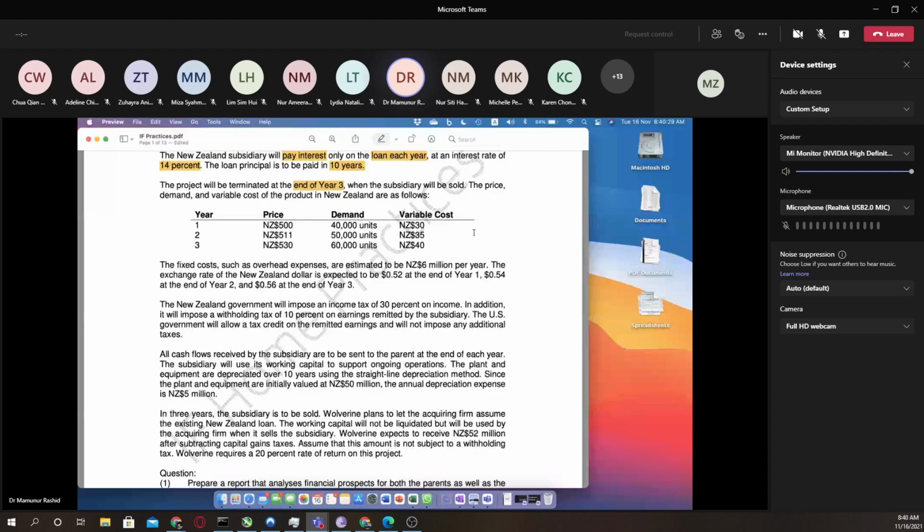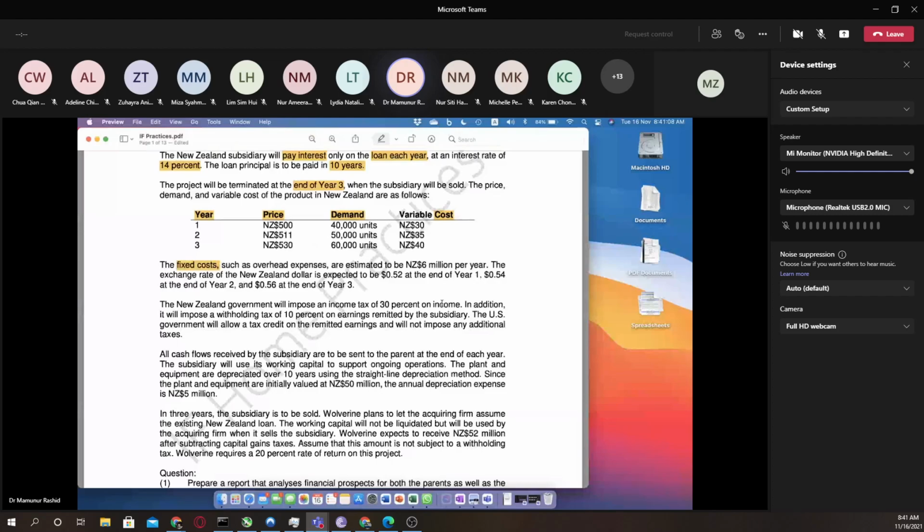When the subsidiary will be sold, the price, demand, and variable cost information for New Zealand are as follows. They have given you year-wise, first year, second year, third year, price per unit, demand, how many units they are going to sell, and the variable cost. You just have to take note of them, as you will need them later when you are doing the calculation. The fixed costs, such as the overhead cost, are estimated to be New Zealand dollar 6 million per year.